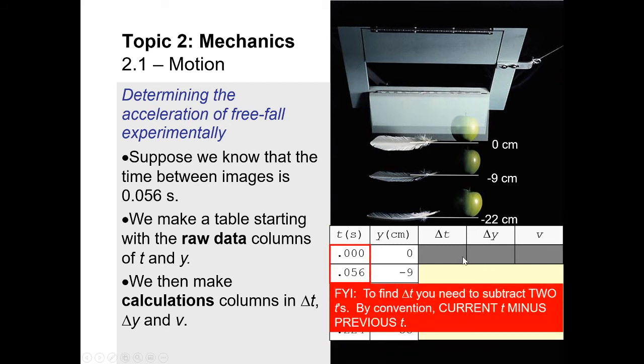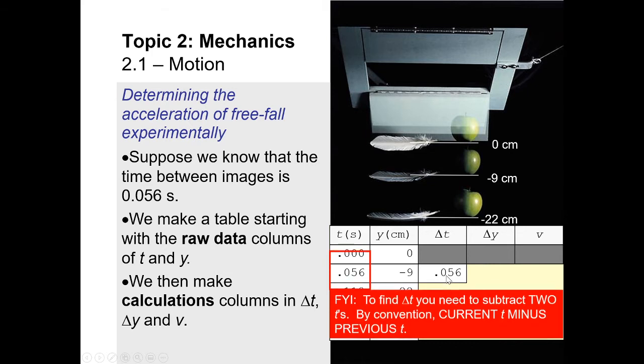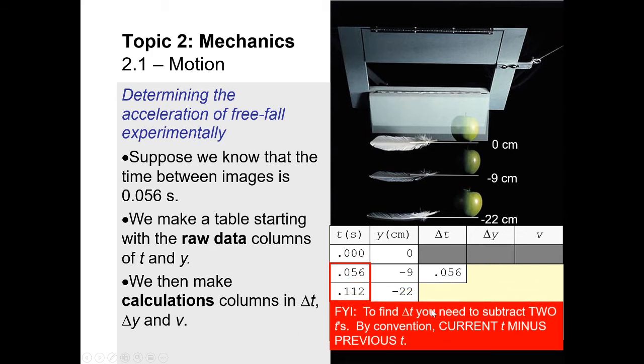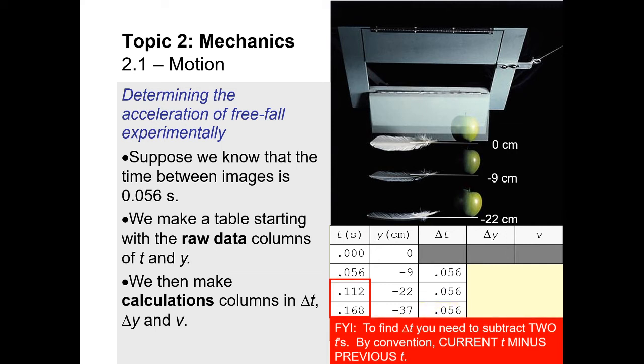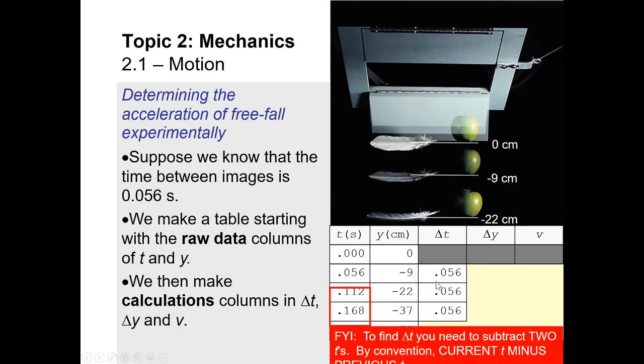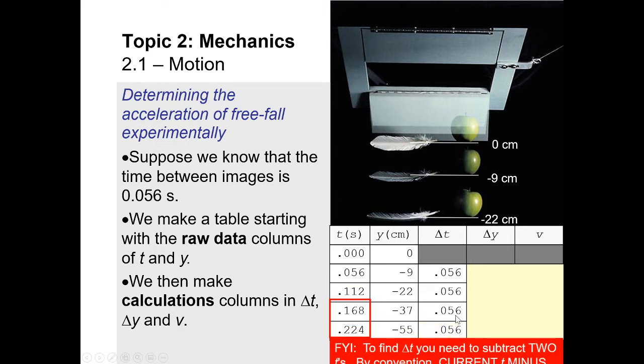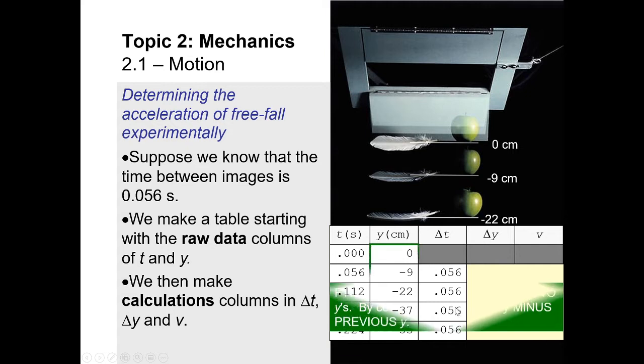Now let's calculate the second row. For delta t, it's going to be delta t2 minus t1, 0.056. Again, t2 minus t1, 0.056. t2 minus t1, 0.056. And if you want, you can actually see it as t3 minus t2 or t4 minus t3, as long as they are consecutive. And sure enough, just as we would expect, since the snapshots are taken every 0.056 seconds, those are the intervals of time in our table. Now we do the same thing for the last piece. It's going to be the same number, and then we move on to delta y.